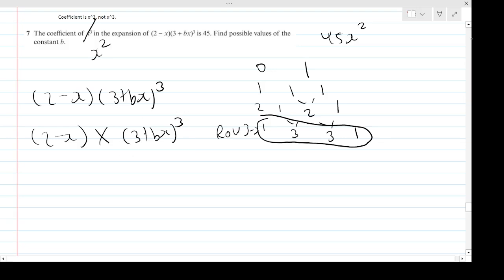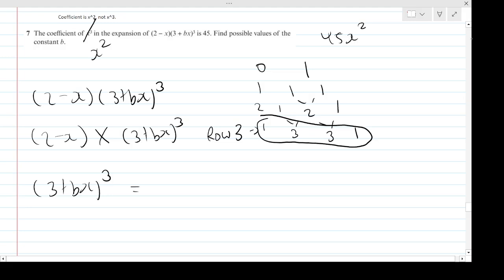So I'm going to do this individually. So (3 + bx)³ firstly. Now, why row 3? Again, because we have 3 as the power there. Reminder, the power corresponds to the row we're interested in the triangle.